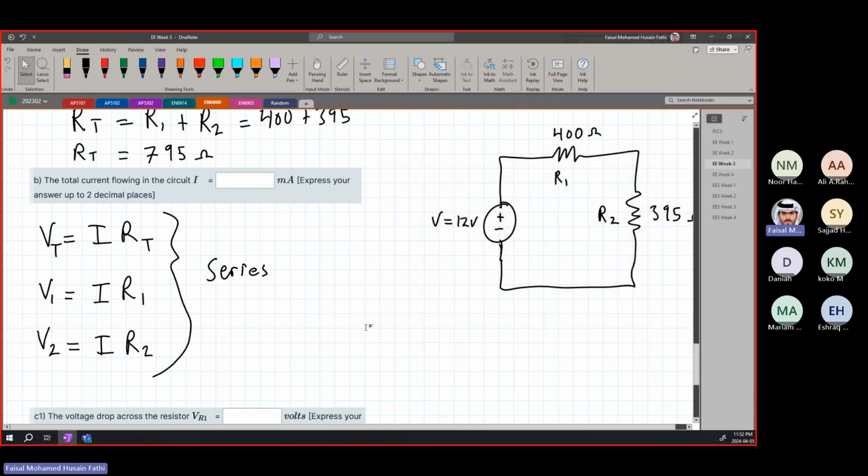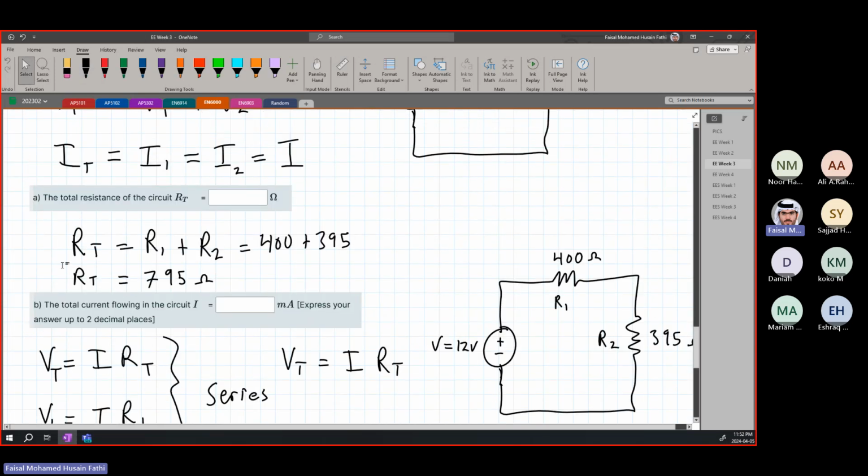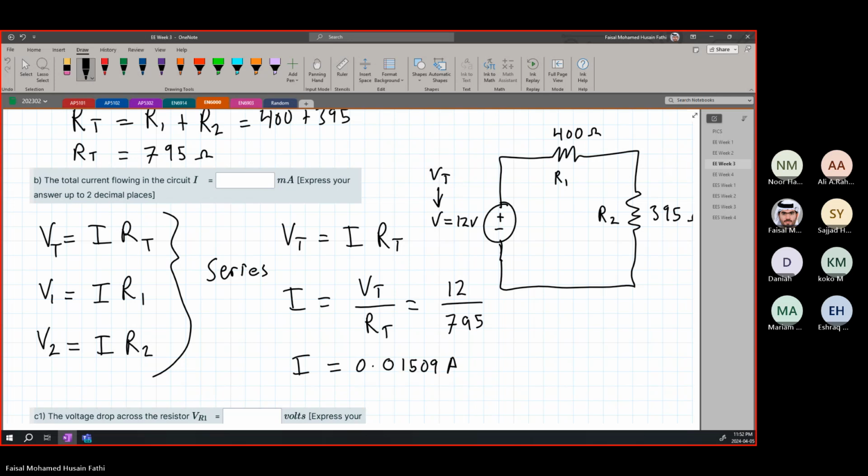Let me just move this a bit to the side. Find the total current flowing. So that's going to be I. We have V total and we have R total, so we're going to use this equation. We found R total here, and V total is just this one. I is equal to V total over R total. So I is simply going to be equal to 12 over 795. I is equal to 0.01509 ampere. And we found the current. This current is going throughout the entire circuit.